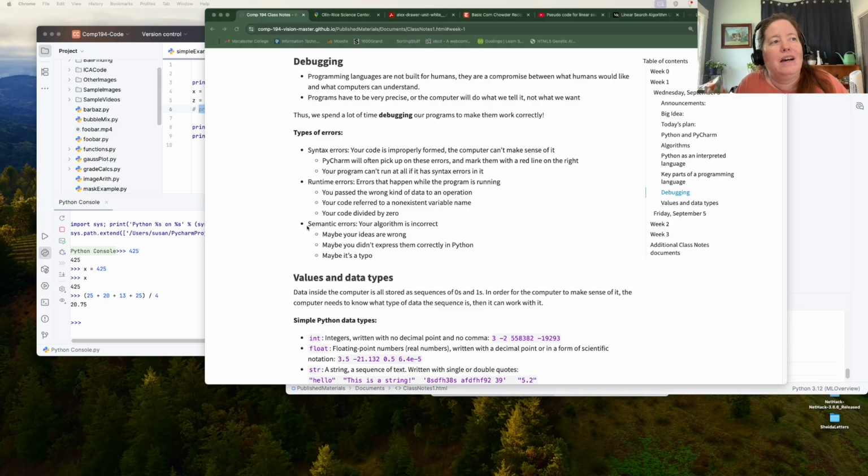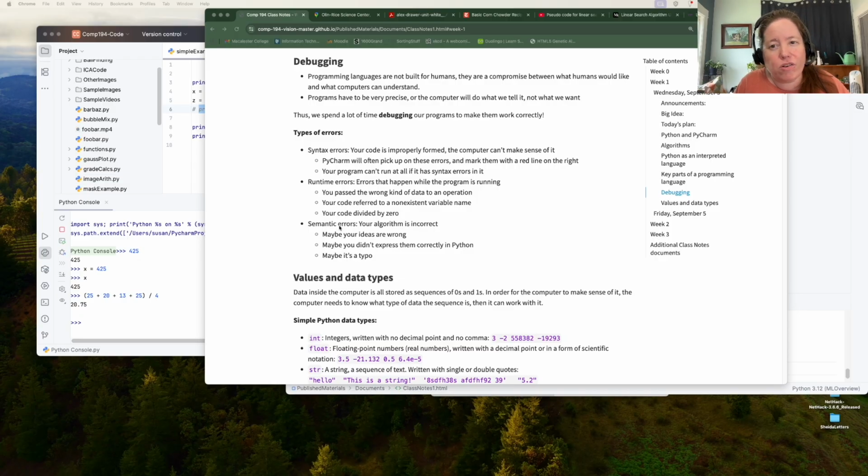A semantic error, this one's more subtle, but fundamentally what it means is your algorithm is incorrect. There are lots of reasons why your algorithm might be incorrect. One is that your idea was wrong. Your idea just doesn't work, and maybe you just hadn't tried an example to figure out that it doesn't work. More often, you may have a completely correct algorithm, but you didn't express it correctly in Python. You did something that caused it to give a wrong answer.